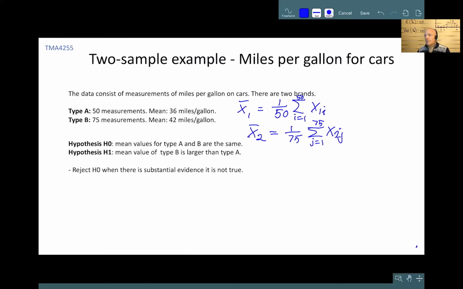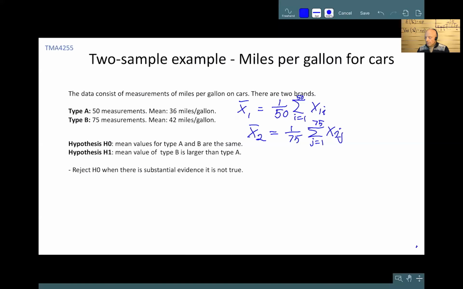And to formalize this, we do a hypothesis test. And this means that we set up a conservative hypothesis H0, that the mean values, mu1 and mu2 as we will denote them, are the same for the two classes. And the alternative hypothesis is that it's a larger mean value for type B. And we will then reject hypothesis H0 if there's substantial evidence that this hypothesis is not true.